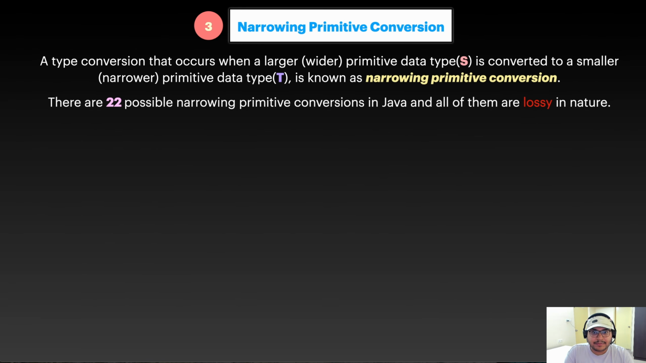The reverse of widening primitive conversion is narrowing primitive conversion, a type conversion that occurs when a larger primitive data type, that is the source, is converted to a smaller data type, that is the target. There are 22 possible narrowing primitive conversions in Java, and all of them are lossy in nature.